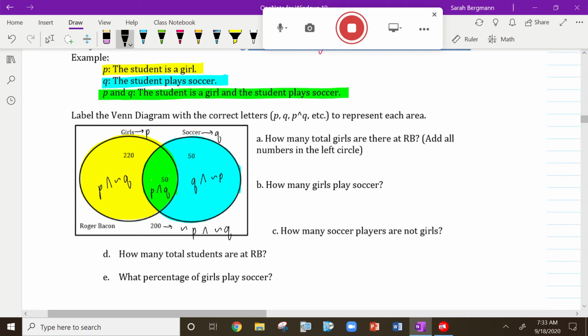Let's see if we can answer the questions. How many total girls are there at Roger Bacon? So total girls is represented by all of the yellow circle. So we have to add 220 plus 50 to get 270 girls. How many girls play soccer? So this is girls and they play soccer. So this is represented by 50. So 50 students are girls who play soccer.